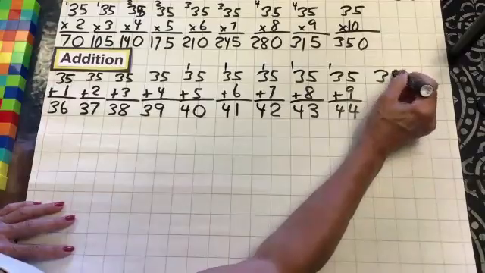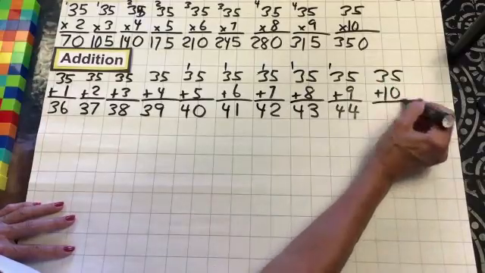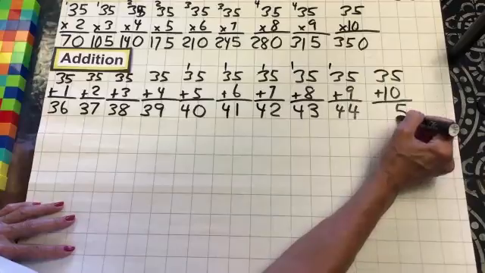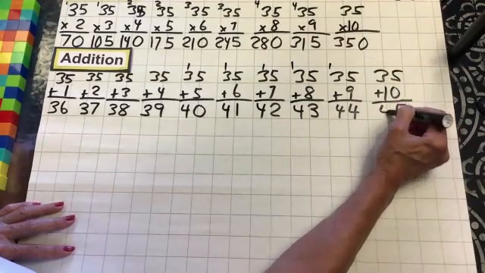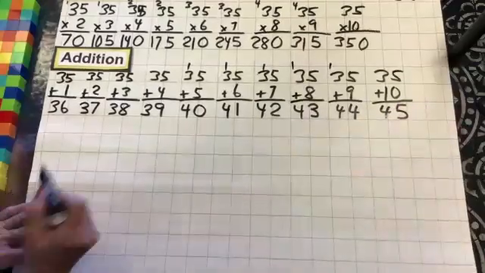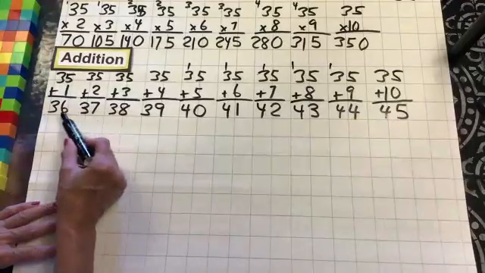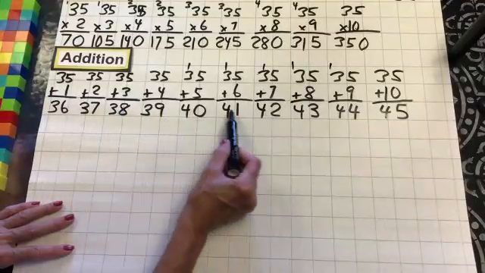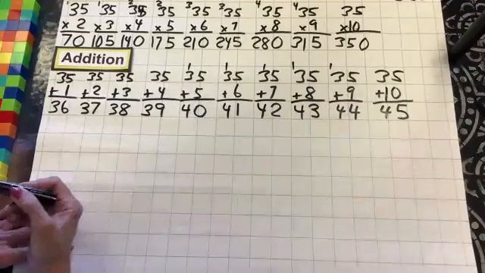And then 35 plus 10. 5 plus 0 is 5. 3 plus 1 is 4. Boom. Check our answers. See if they're all in order. 36, 37, 38, 39, 40, 41, 42, 43, 44, 45.